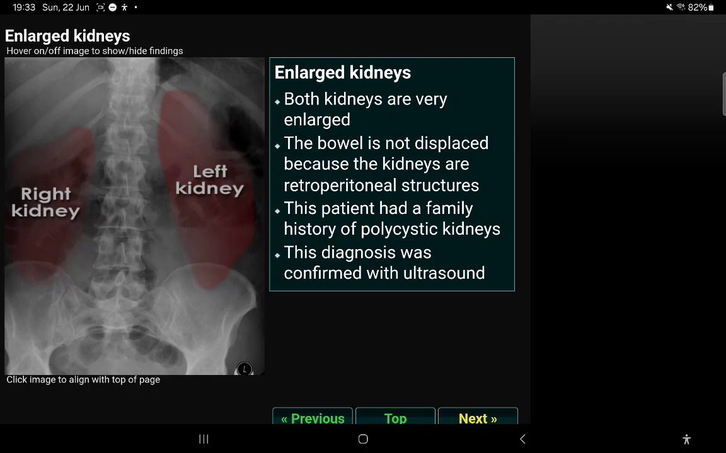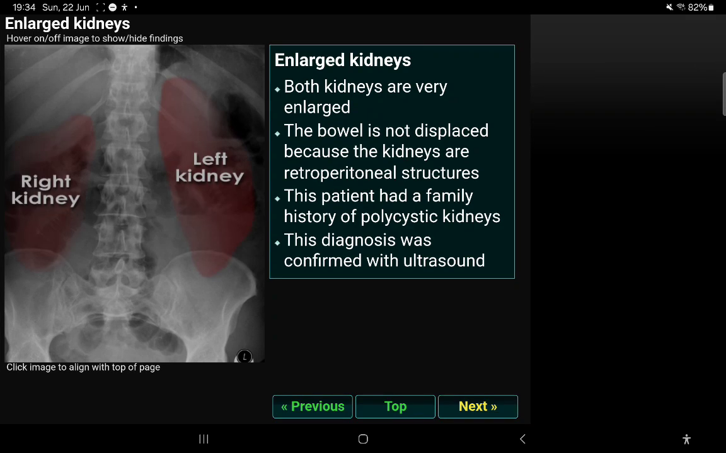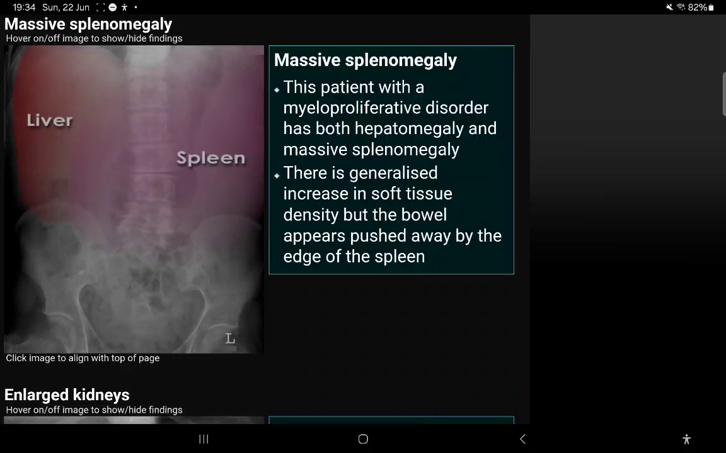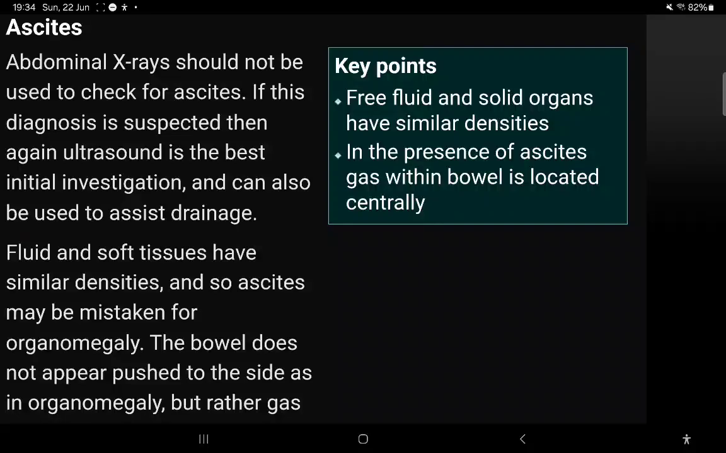Again, both kidneys are very enlarged. The bowel is not displaced because the kidneys are retroperitoneal structures. This patient had a family history of polycystic kidney disease. This diagnosis was confirmed by ultrasound. This is the image without annotations, and this is with annotations. Here is the image of the massive splenomegaly, and here without. Now moving to the next, ascites.